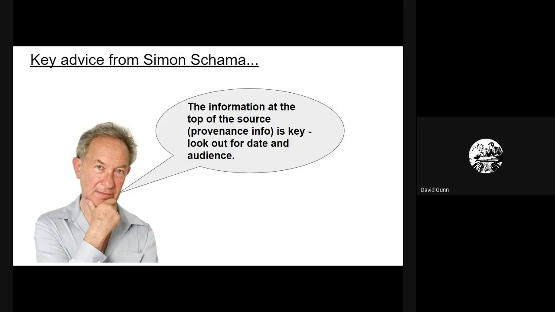Here is Simon Sharma giving us some key advice, and he says to look at the information at the top of the source, the provenance information. That's very important. Look out for the date and the audience. I think that is one of the most important bits of this. Actually, the provenance information is as important, if not more important, than the actual content of the source, in terms of the way that we answer this. So please remember that bit of guidance from Simon Sharma there, to look at the provenance info in lots of detail.